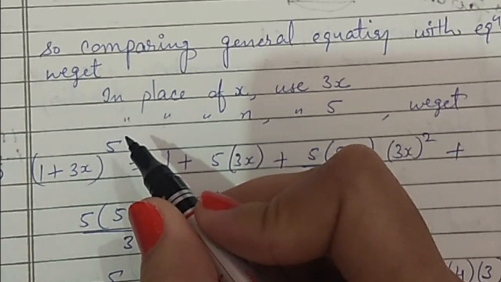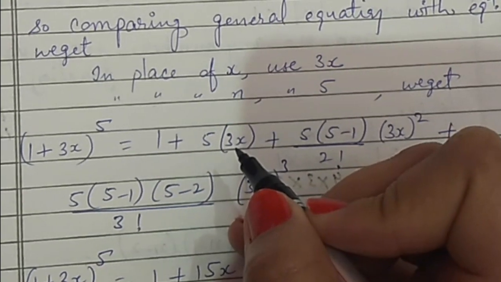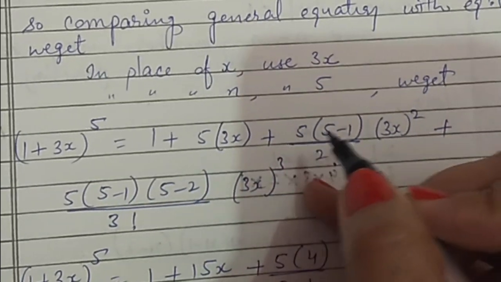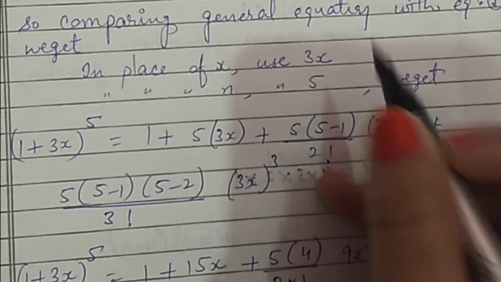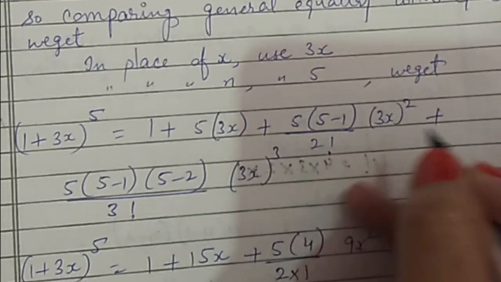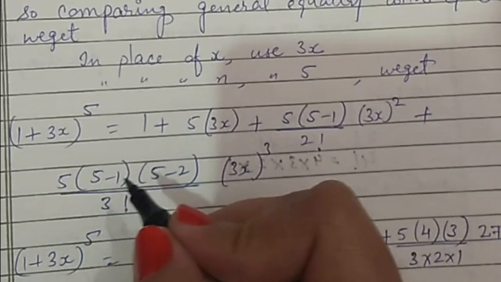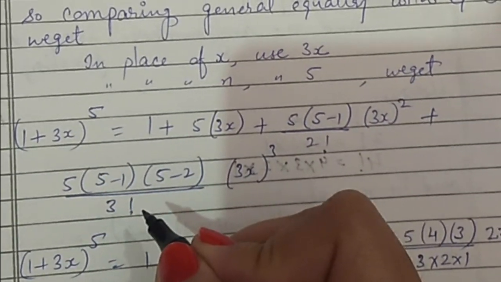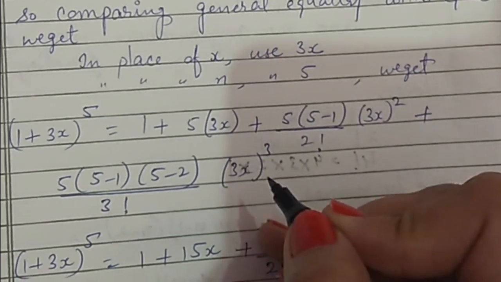1 plus 3x raised to power 5 is equal to 1 plus n, which is 5, into x, in place of x 3x, plus n into n minus 1, 5 into 5 minus 1, divided by 2 factorial, and in place of x square, it is the whole square of 3x, plus n into n minus 1 into n minus 2 upon 3 factorial, 5 into 5 minus 1 into 5 minus 2 upon 3 factorial, and in place of x, that is 3x, that is cube, 3x whole cube.